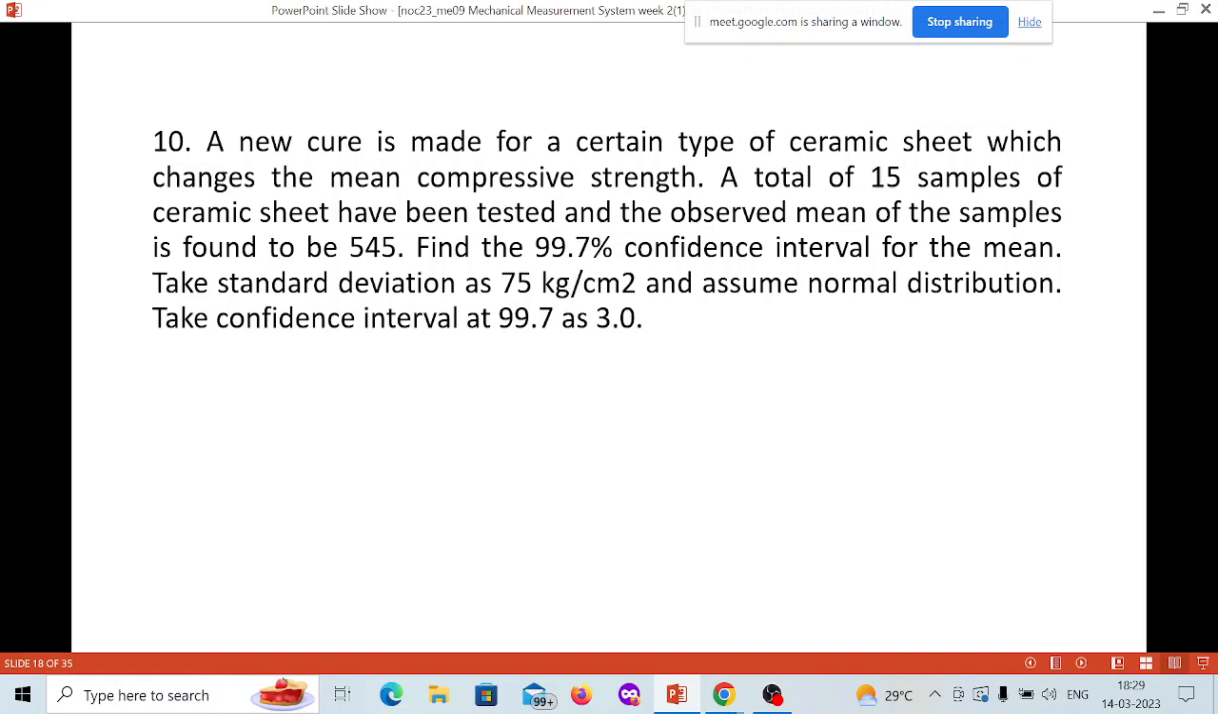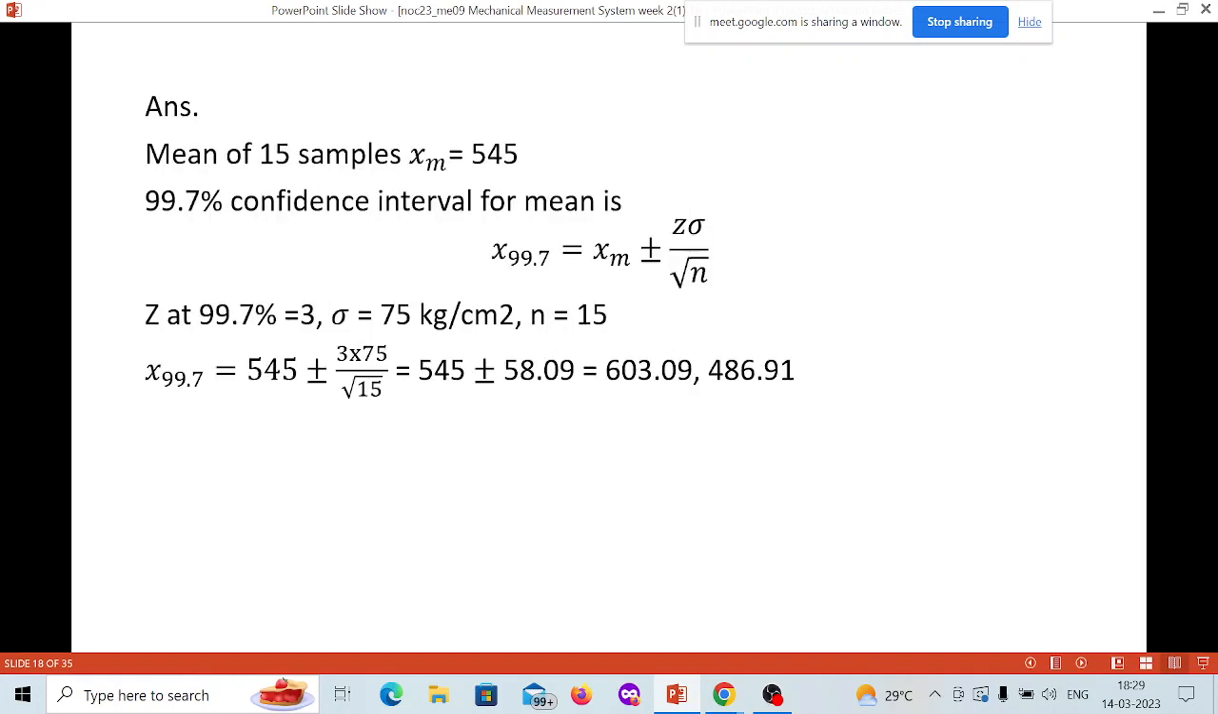If 100% is the total area probability, then 99.7% is the 3 sigma value. They have given the standard deviation as 75 kg per centimeter square, to assume a normal distribution, and the value for the 99.7% confidence interval as 3. The mean of the 15 samples, x mean, is 545, and the 99.7% confidence interval for the mean is x mean plus or minus z sigma by root of n.